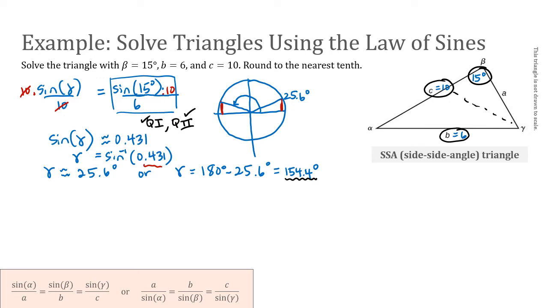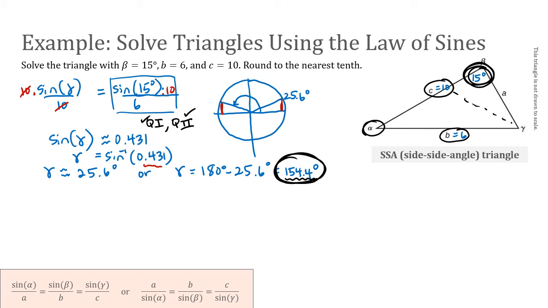Now, I know that that is an angle in quadrant 2, so that's great, but can that angle fit in the triangle? I already have 15 degrees. If I take 15 degrees and add it to 154.4 degrees, will I have enough left over to have an angle alpha? Well, 154.4 degrees plus 15 degrees is 169.4 degrees. So yes, I would have enough. Not a lot, but I would have a little bit.